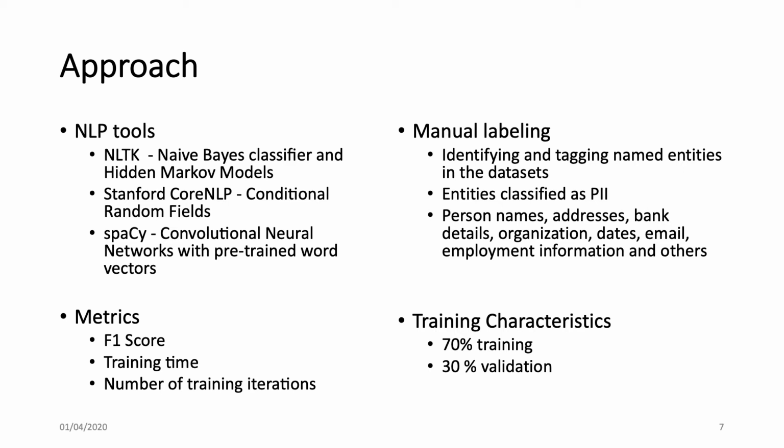And before all this, we had to manually label the entities that we wanted to use in our experiment, and these entities are related to personally identifiable information. With this in hand, we split 70% of the dataset for training and the remaining 30% for validation, data that the models have never seen before.